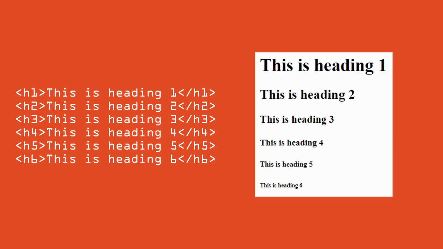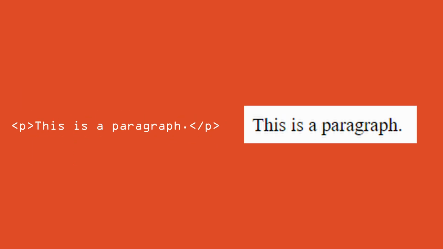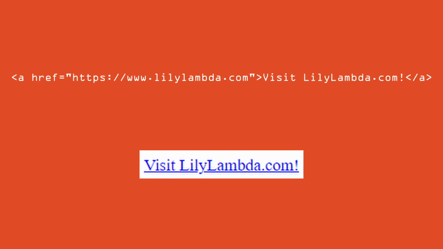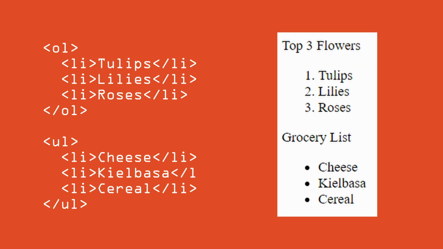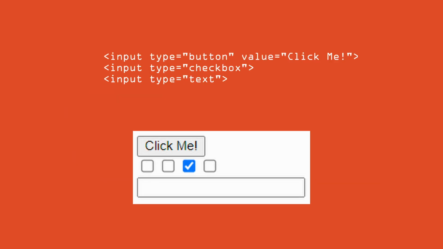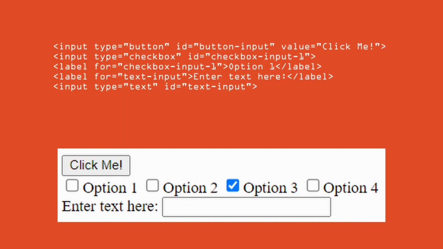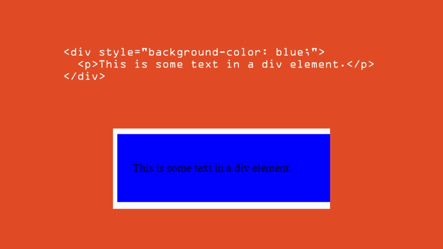Some of the most common tags are H1 through H6, which are headers, P for paragraph, A for anchor, which is the technical term for a link, IMG, you can probably guess what this one is, OL and UL for ordered and unordered lists respectively, and LI for the list items, input to create buttons, checkboxes, and text boxes, among other things, label to create labels for inputs, and lastly, div to serve as a section of a page.